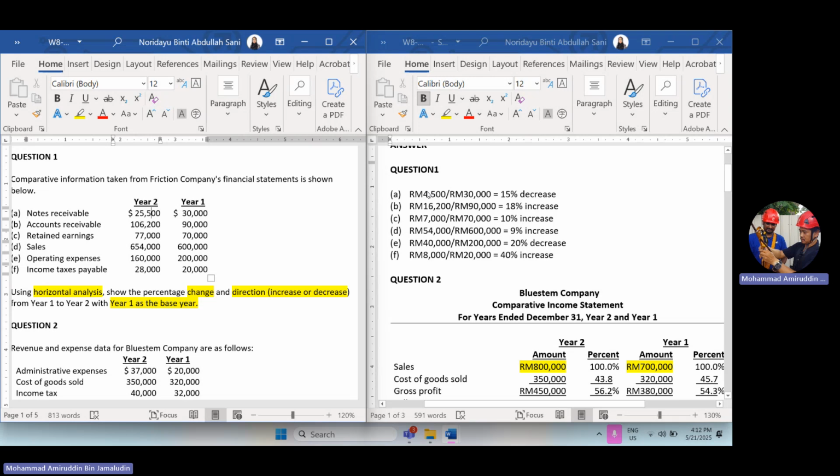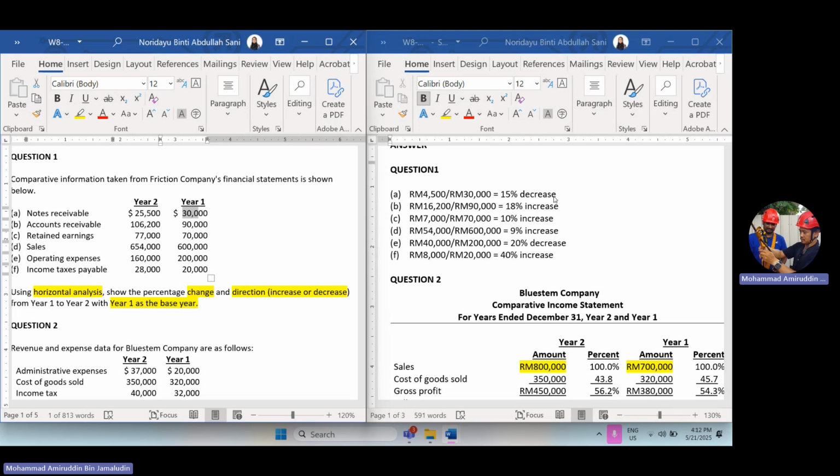So 4,500 divided by your base year, which is year 1 information, the value 30,000. So you use your calculator. Don't guess. Use your calculator, you get 15%. So this is the direction. It has been decreased. Okay, definitely you can have this in your assignment.